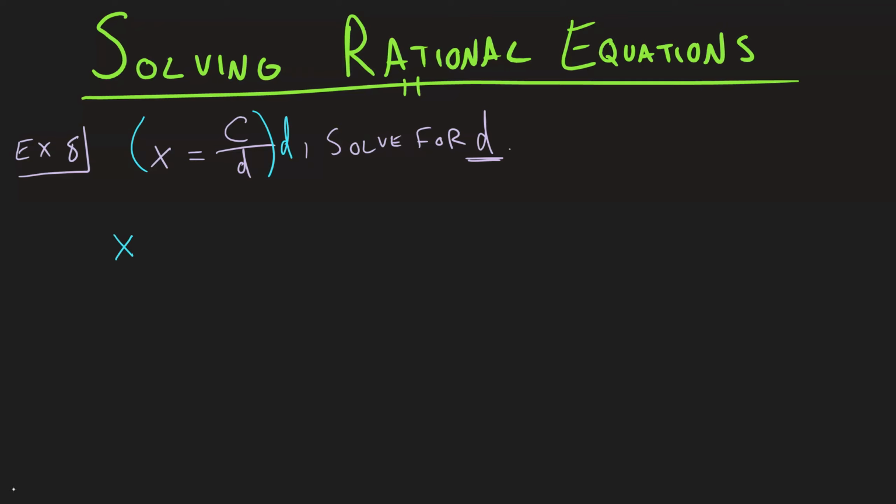So I will end up with x times d is equal to c. So all I have to do is solve for d, which means dividing by x, and I get d is equal to c over x. In this situation, we don't have to worry about excluded values, since this is really more of a formula that we're working on. So d is simply equal to c over x.